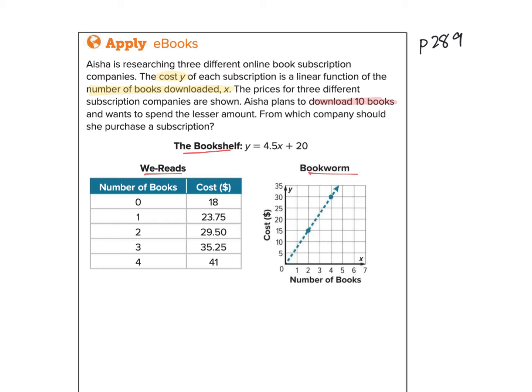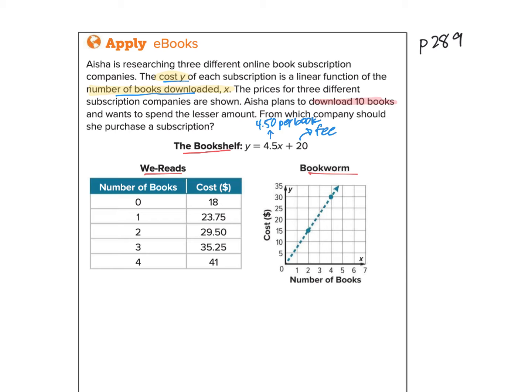All right, so let's start with the bookshelf. Let's see what we know about it. We know the initial value is 20, so that means there was probably a fee of $20. The 4.5 times X, well, X is the number of books she downloads, and it's the cost, that means this would be $4.50 per book, plus a fee. So I already know that equation.